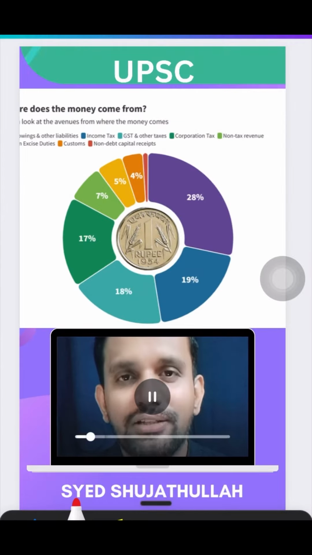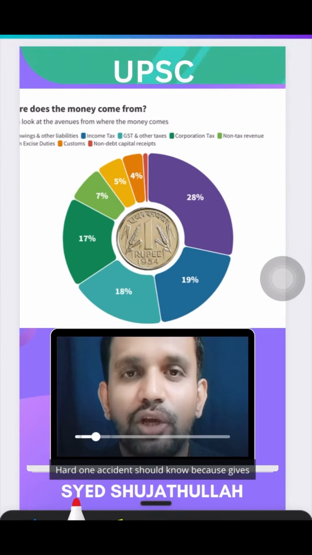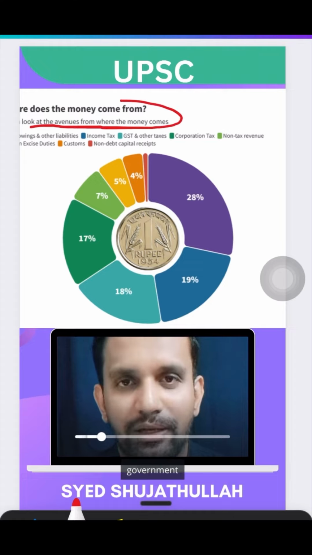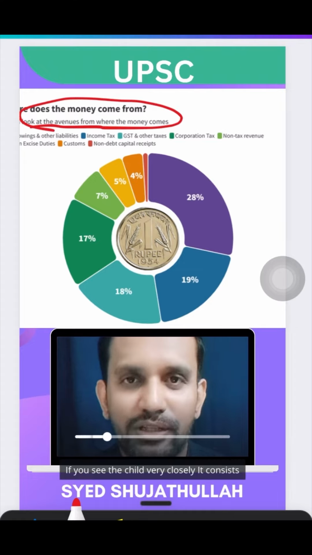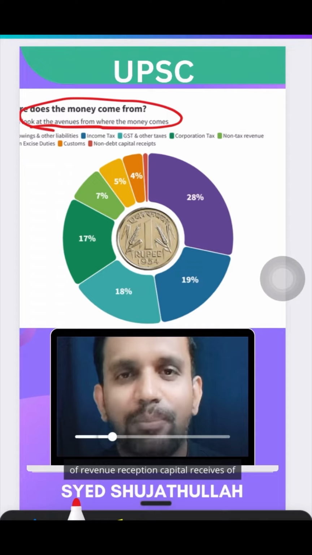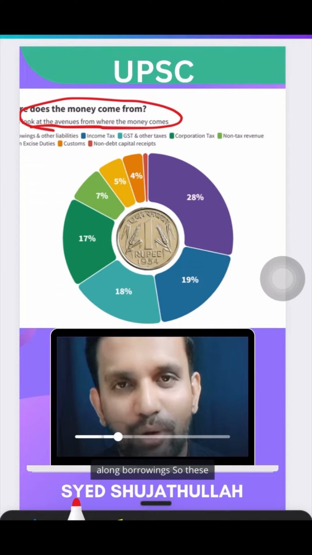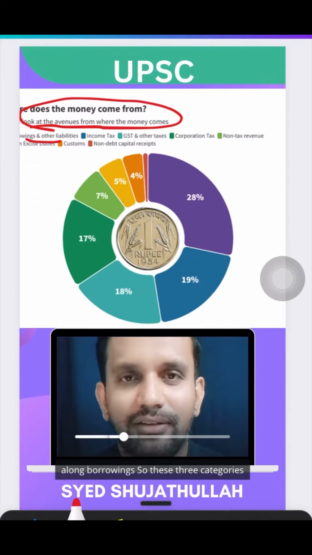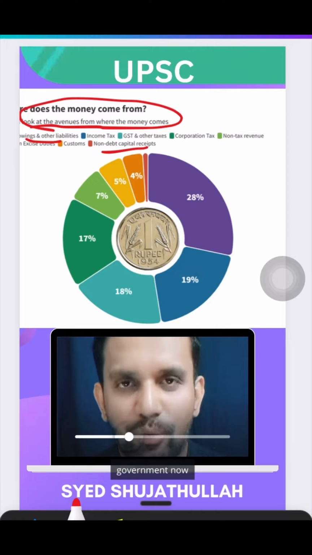This is a very important chart one aspirant should know because it gives you complete sources of revenues of the government. If you see the chart very closely, it consists of revenue receipts and capital receipts of the government along with borrowings. So these three categories are the sources of revenue to the government.